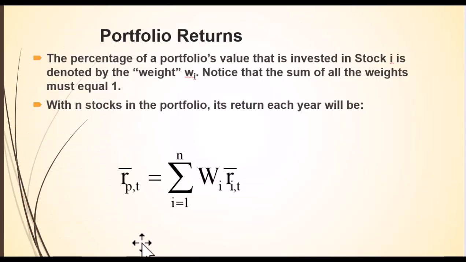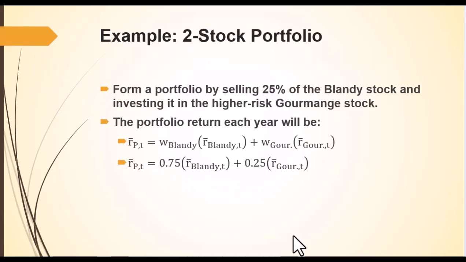Now, what do we do with portfolios? Well, the formula is very similar to the portfolio for predicting returns, except now the W is the weight. It's the proportion of funds that are invested in that particular asset out of the entire portfolio. We also need to look at, in this case, if we put 25% of our money in Blandy and 75% in Gourmand, what will that rate of return be?